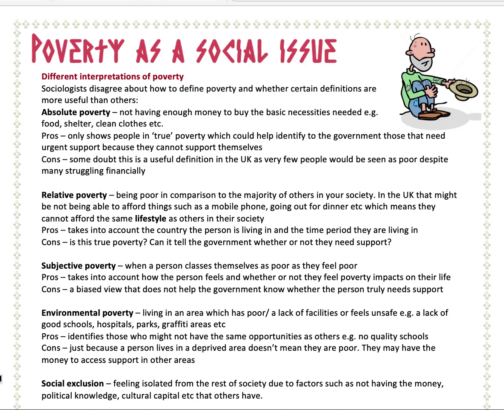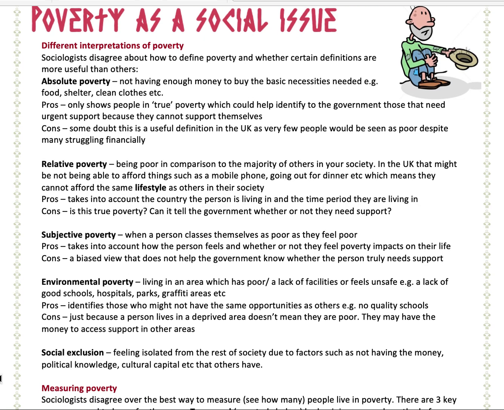Subjective poverty, so someone defines themselves as being in poverty because they feel that they are poor. Positives, it takes into account how people feel and how poverty may impact someone's life. However, the problem is it's very biased. The government don't necessarily know whether that person really does need support. It makes it difficult to make comparisons between people because some people might feel poor but actually earn more than somebody who says they don't feel poor. So it's difficult to find any objective way of making comparisons between who needs the most support.